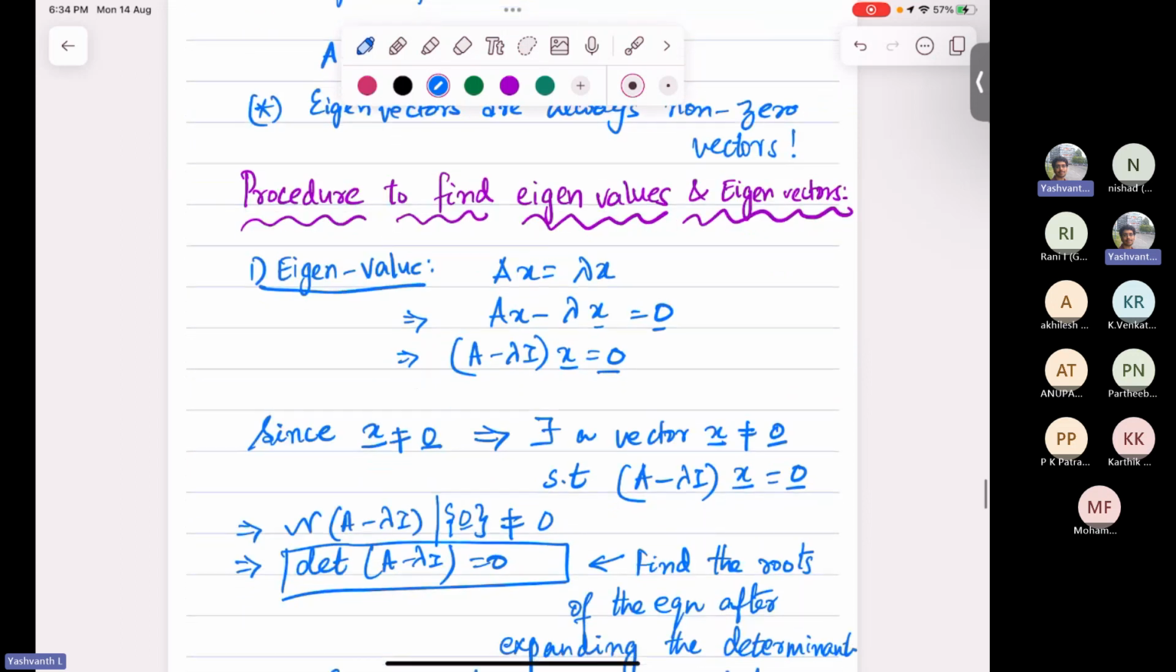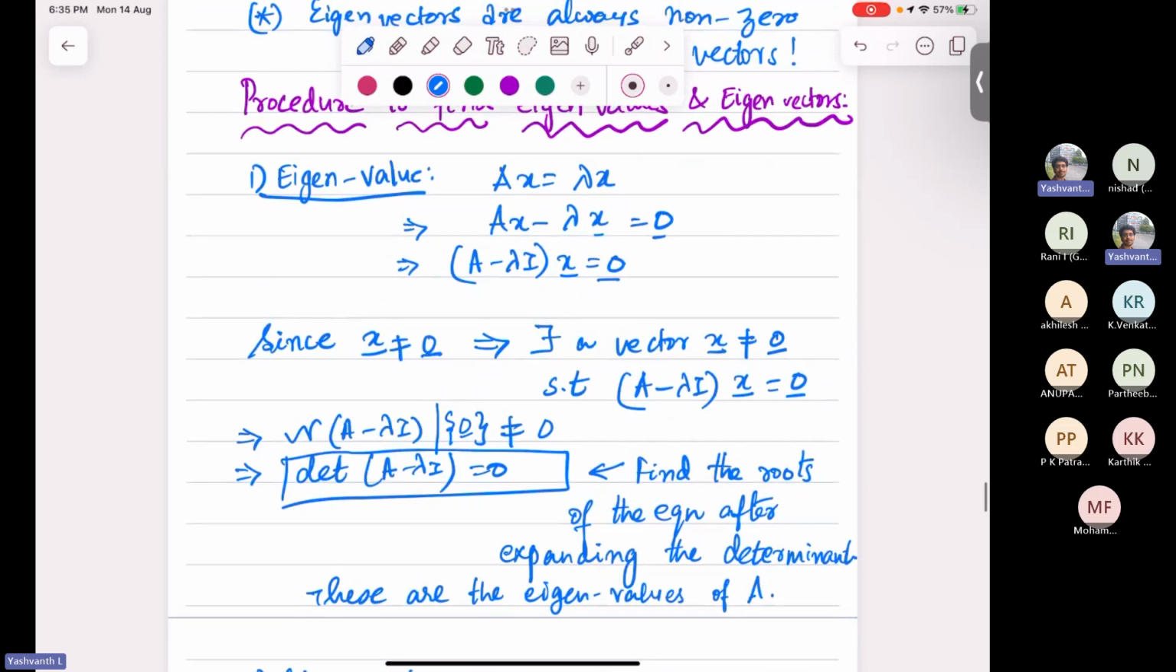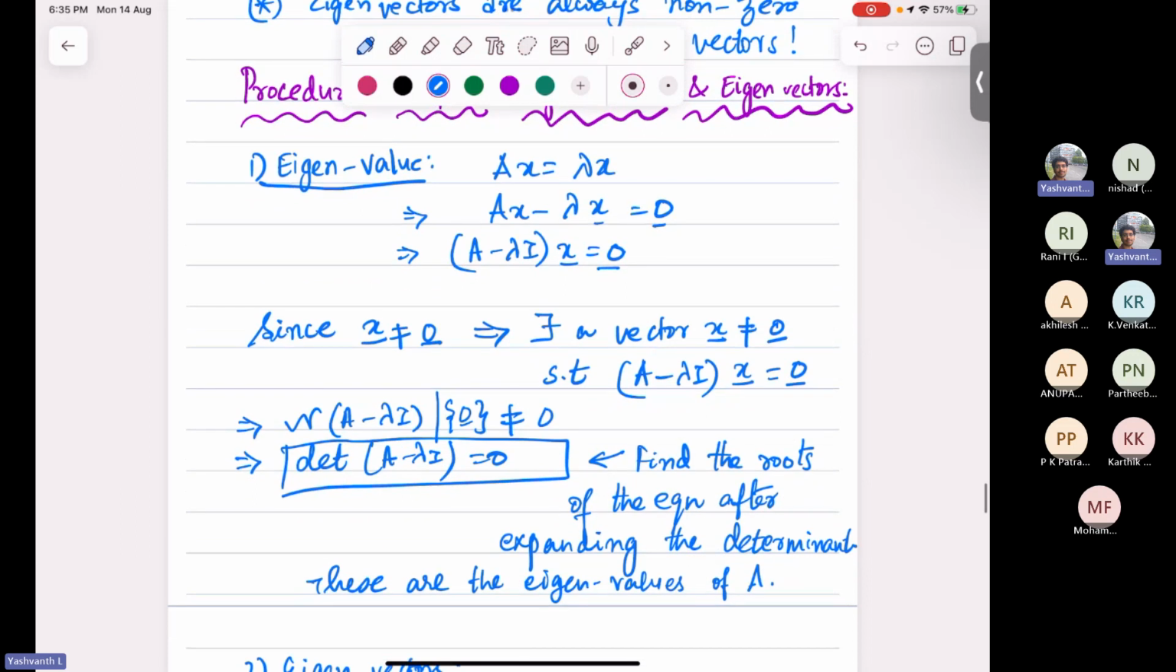Now, the procedure to find eigenvalues and eigenvectors; we will do one example in class also today. Let's say Ax equals lambda x. Bring lambda x to the left-hand side, then Ax minus lambda x equals a null vector, which means (A minus lambda I) times x equals the null vector. But since x and lambda are an eigenvector and eigenvalue, x cannot be a zero vector. Since x is not zero, there exists a vector x not equal to 0 such that (A minus lambda I) times x equals 0.